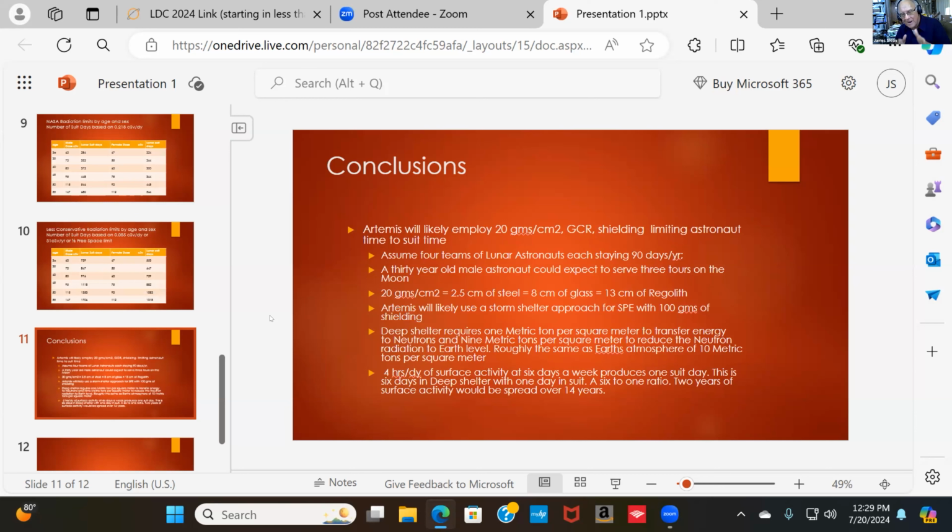So if they went out 4 hours a day, 6 days a week, then there's a 7-to-1 ratio. So if an astronaut can remain in suit time for 1 year, then that would be spread over 7 years for a career life. And if we cut the time from 6 days a week to 3 days a week, then that would be spread over 14 years of career life.